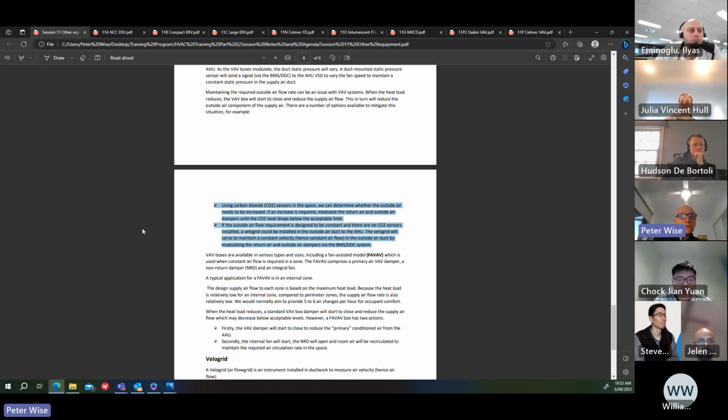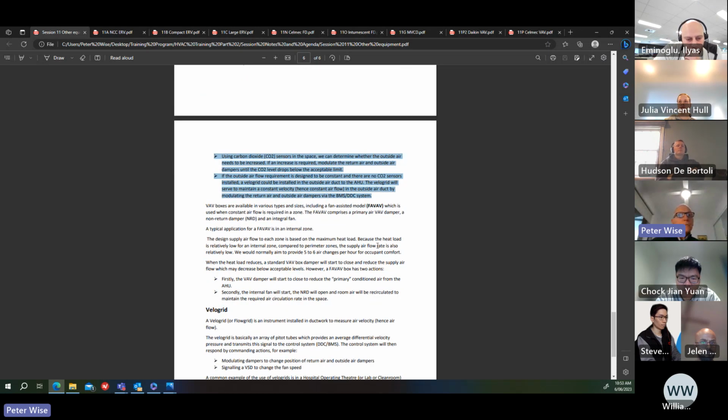Again, it's like a pitot tube in the duct, but it's called a VeloGrid because it's measuring right across the whole duct. The VeloGrid will serve to maintain a constant velocity in the outside air duct by modulating return air and outside air dampers via the BMS system. So that's something that I have done in the past. It's probably not a common thing, but we had an issue in a hospital where we had VAV. It was quite a complex system, but we did have VAV boxes, but we were having an issue with controlling the outside airflow to some zones. So we put in VeloGrids in the outside air and modulated outside air and return air dampers. And that worked okay.